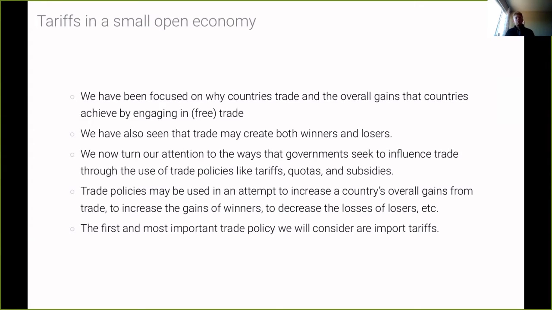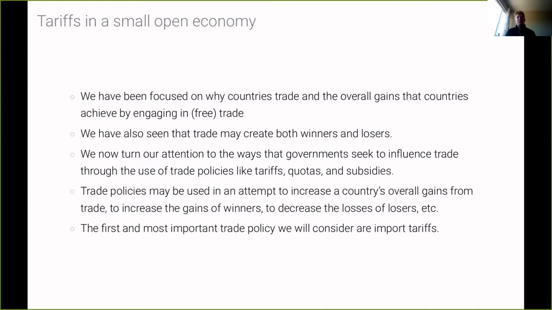So far in this course, we've been focused on why countries trade and the overall gains that countries can achieve by engaging in free trade. But we've also seen that trade may create both winners and losers. So we're going to turn our attention to the ways that governments seek to influence trade through the use of trade policies such as tariffs, quotas, and subsidies.